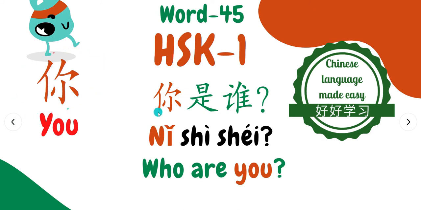So we use the verb to be, as are, with you. So 你是谁？ Who are you? 你 you, 是 are, 谁 who. 你是谁？ Who are you?